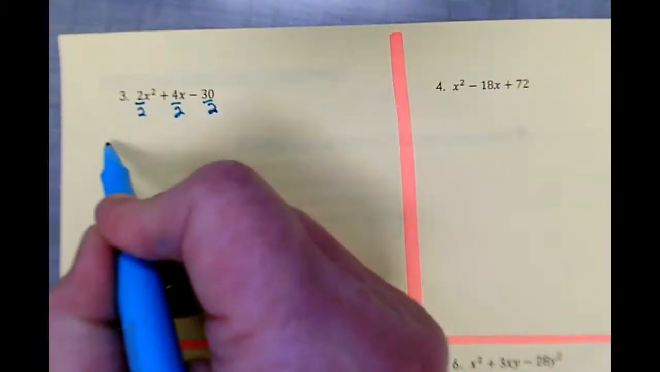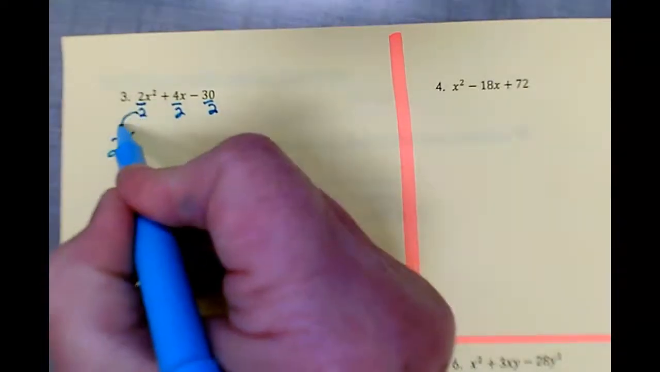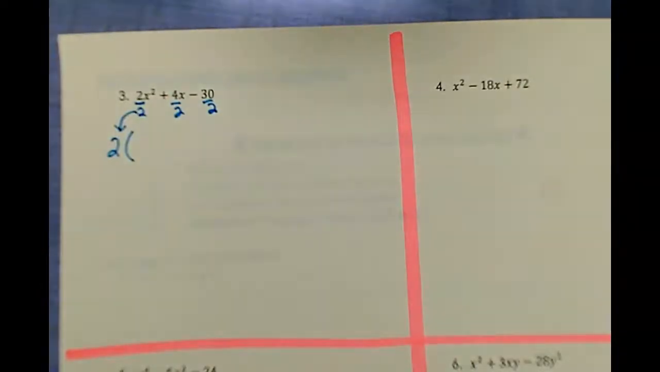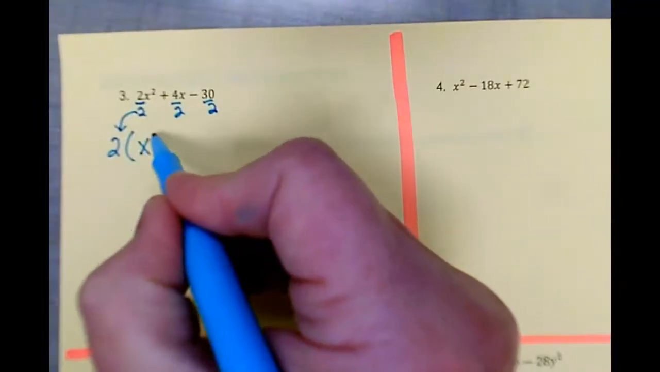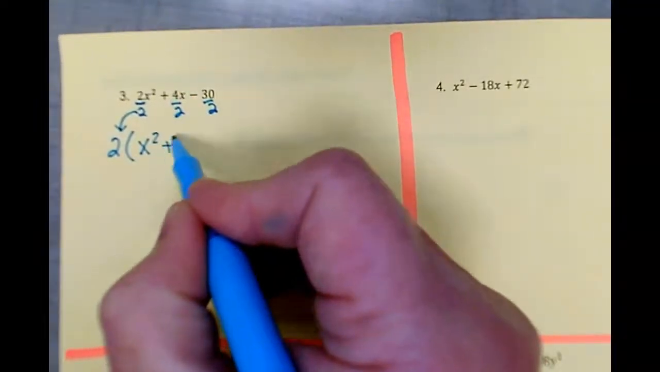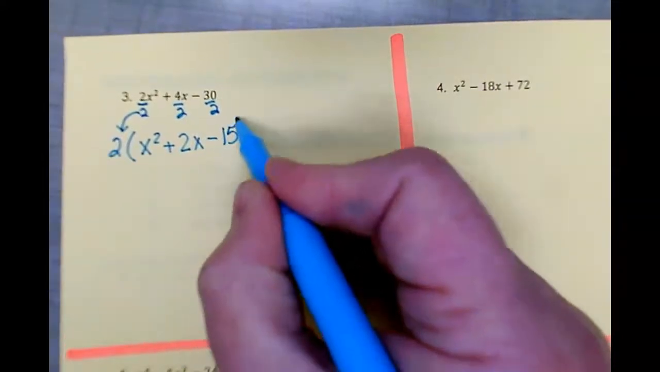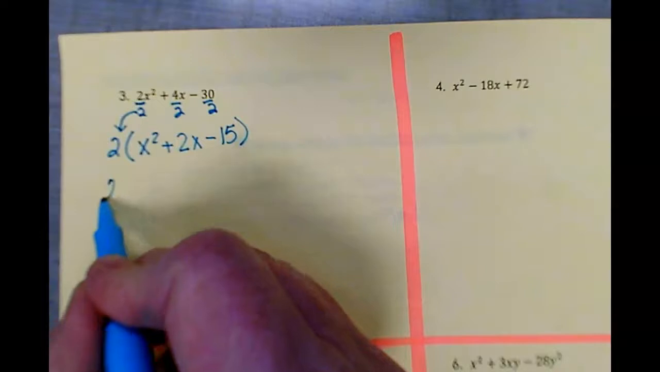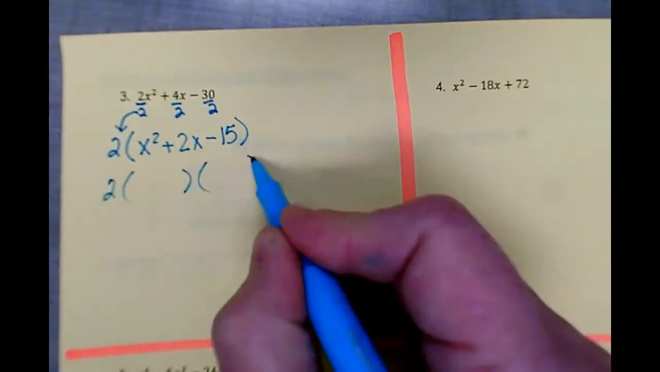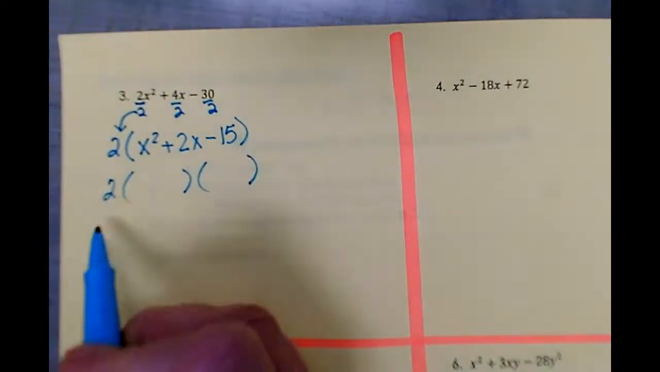This 2 that I factor does not get thrown away. It factors out in front. And 2 divided by 2 would be 1. 4 divided by 2 would be 2. 30 divided by 2 would be 15. So when I get finished with my answer, that's what the answer is going to look like. The 2 stays out in front.